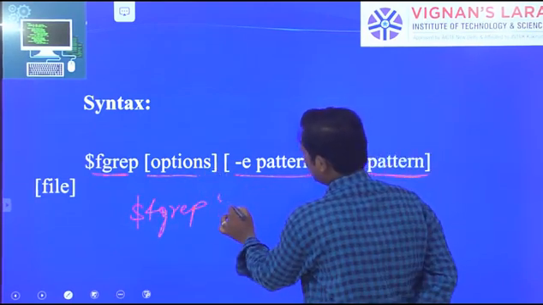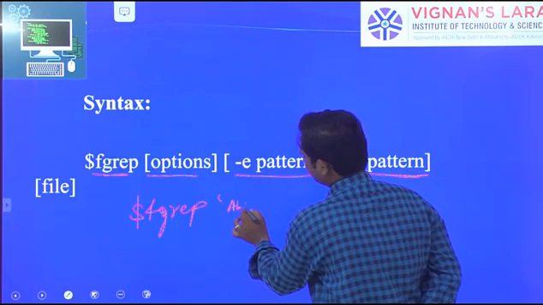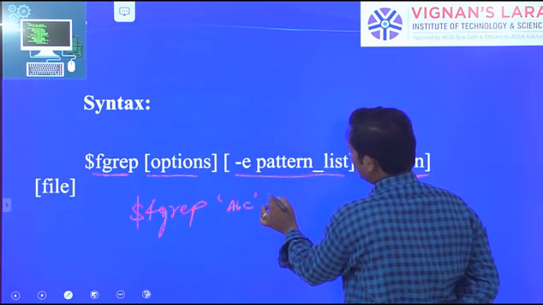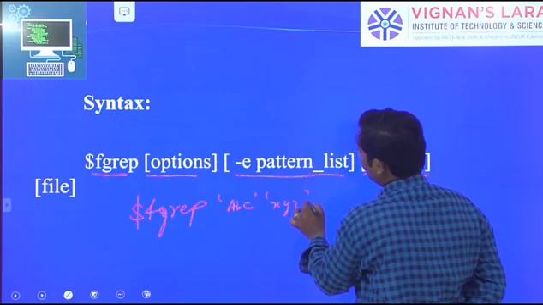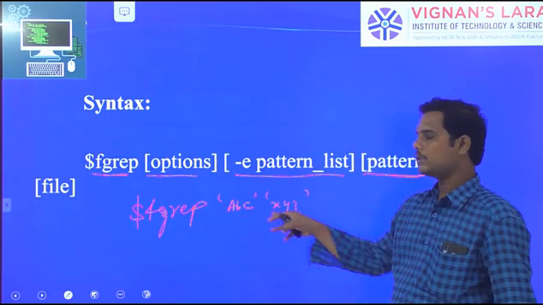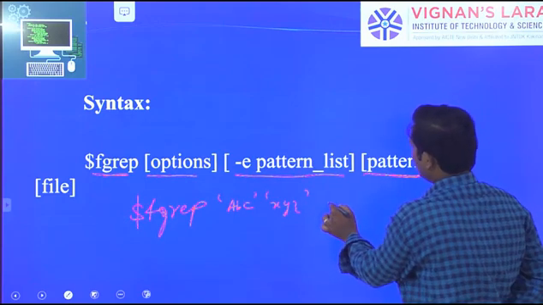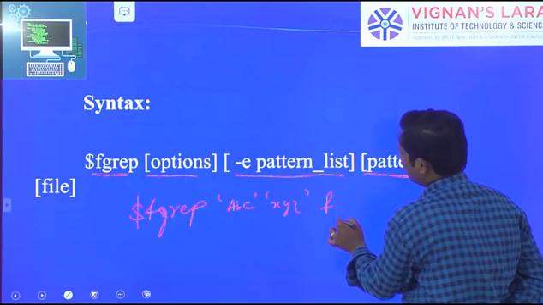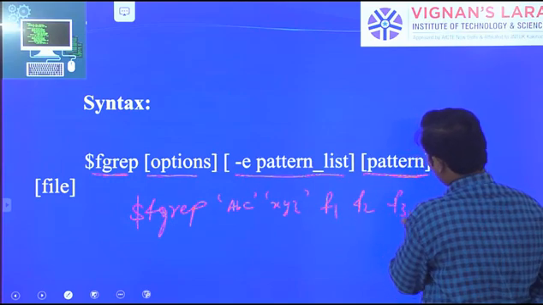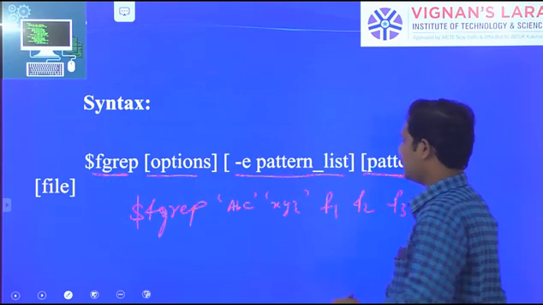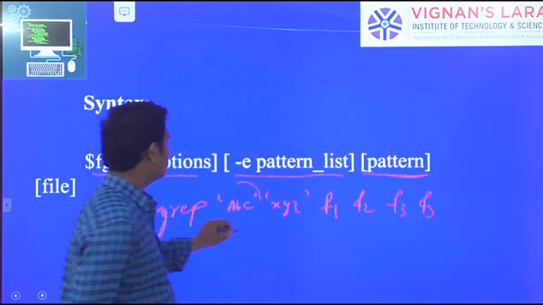So the first pattern is ABC, and the second pattern you want to write is XYZ. Here how many patterns are there? Two patterns I want to search. Here the input files are F1 file, F2 file, F3 file, F4 file. Observe here: multiple patterns, and this is pattern 1.